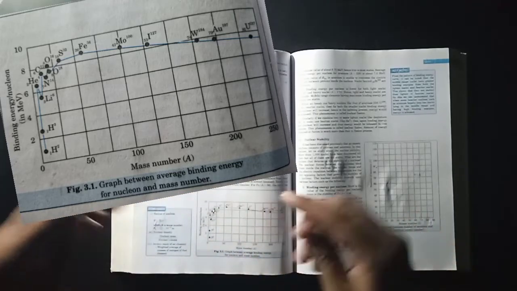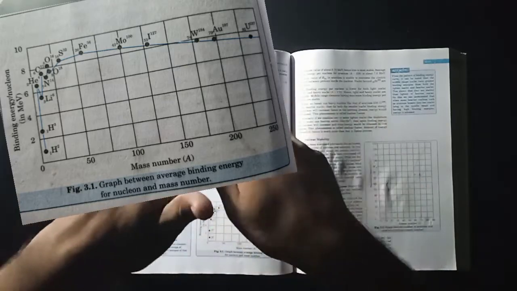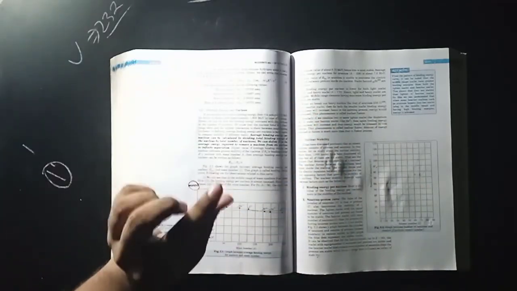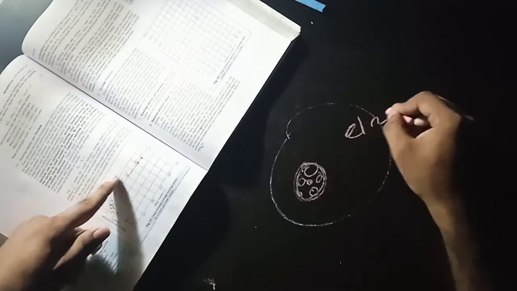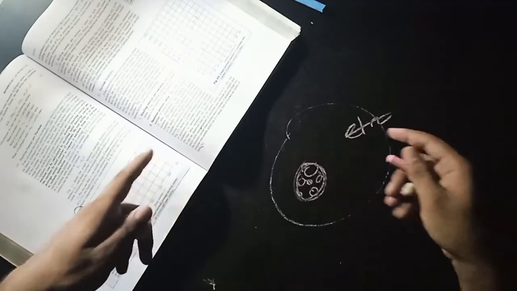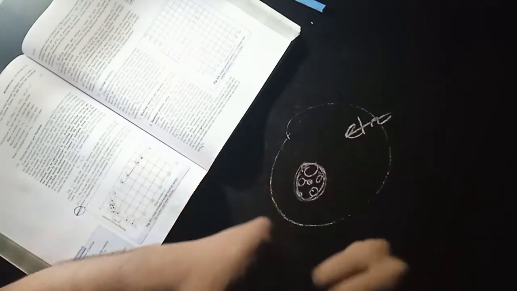This can be explained as the strong nuclear force is a short range force. Whenever the nucleus is very big, the force on one particle comes from its immediate neighbors, its immediate nucleons are affected by the strong nuclear force. Whenever the nucleus is getting larger, the electrostatic repulsion makes it less stable. So it goes less stable.